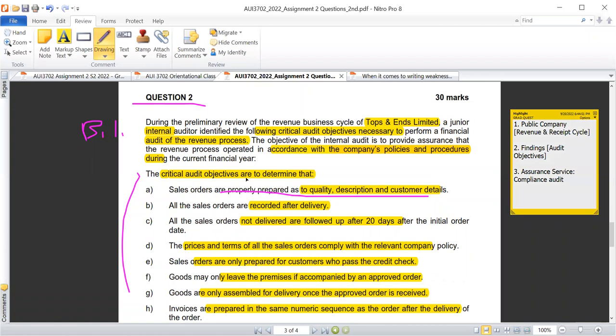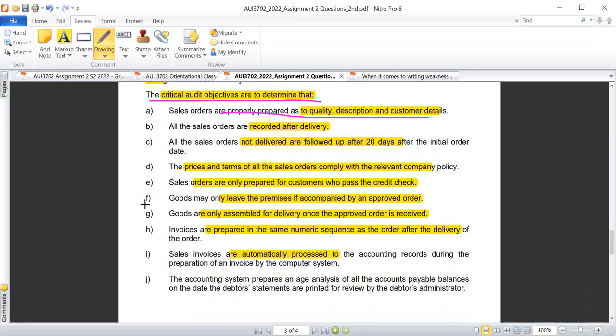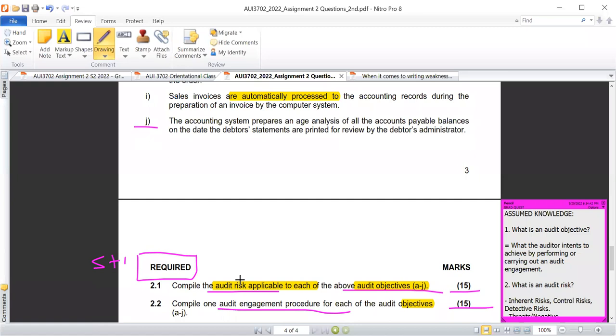But I'm not done. Then I continue reading, right? I continue reading because remember, I'm looking for the areas of value in the scenario to address the required. Then we are told the critical audit objectives are to determine that. So now what are they telling me? They're now telling me these findings. And those findings, A all the way to J, that's exactly where the areas of value are in the scenarios to help me to address my required part, both 2.1 and 2.2. So let's go through each one of them individually so that we can see what is happening there.